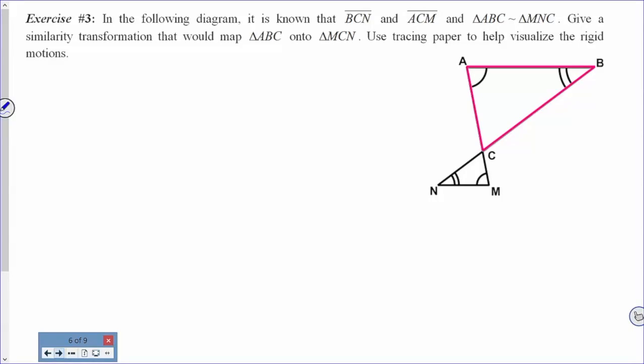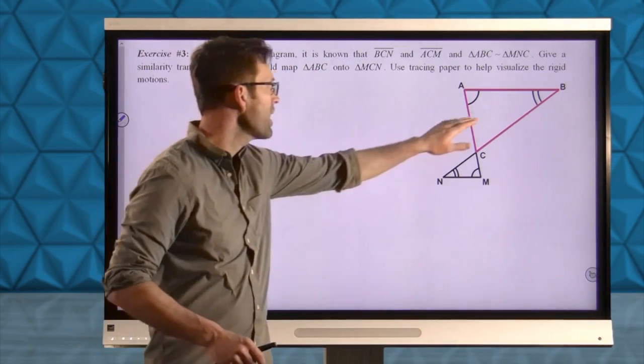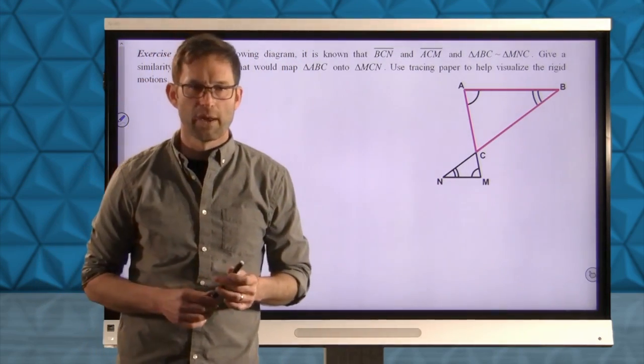Exercise number 3. In the following diagram, it's known that BCN and ACM are collinear, and ABC is similar to MNC. Give a similarity transformation that would map ABC onto MNC. Use tracing paper to help visualize the rigid motions. Okay, same idea. I want to somehow map ABC onto MNC using a similarity transformation.